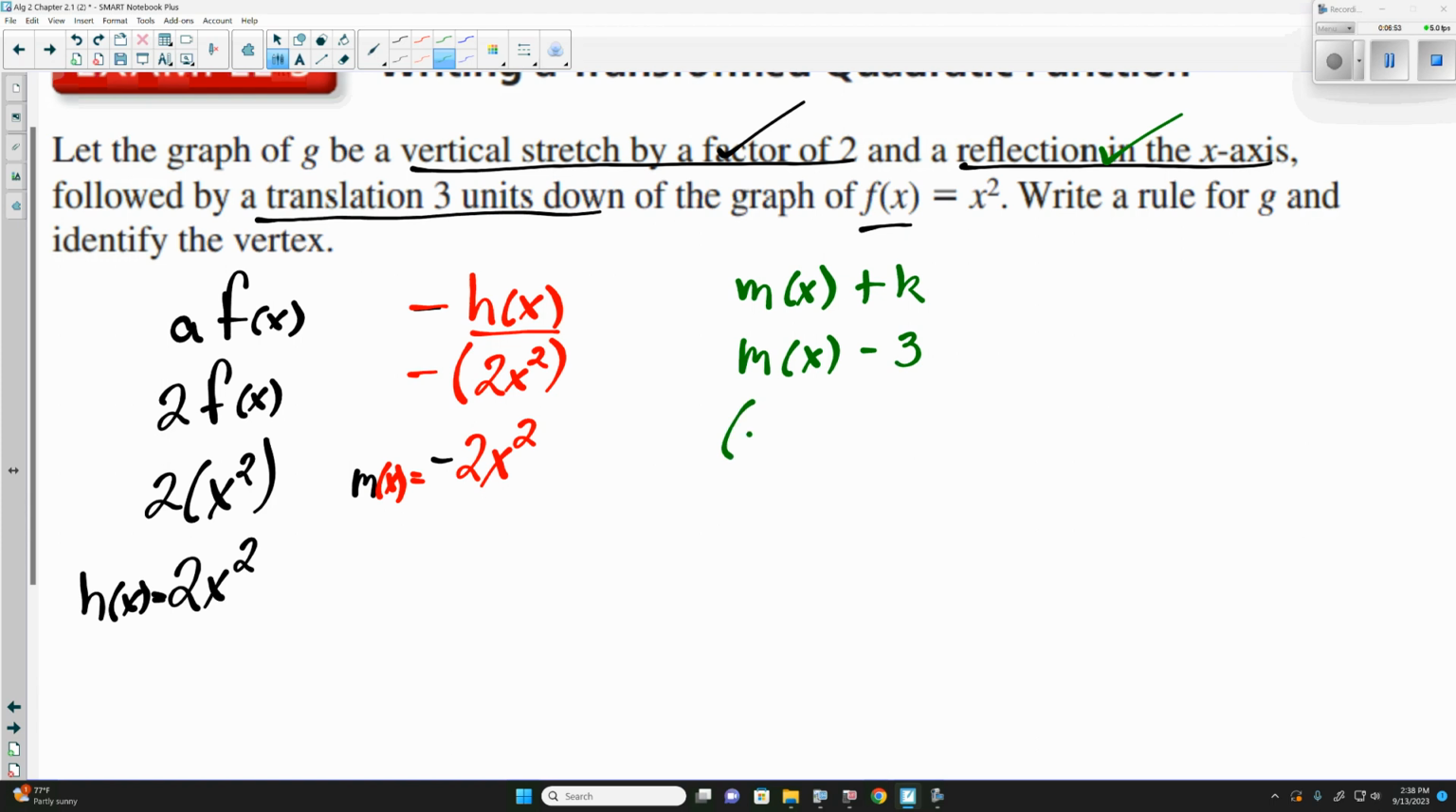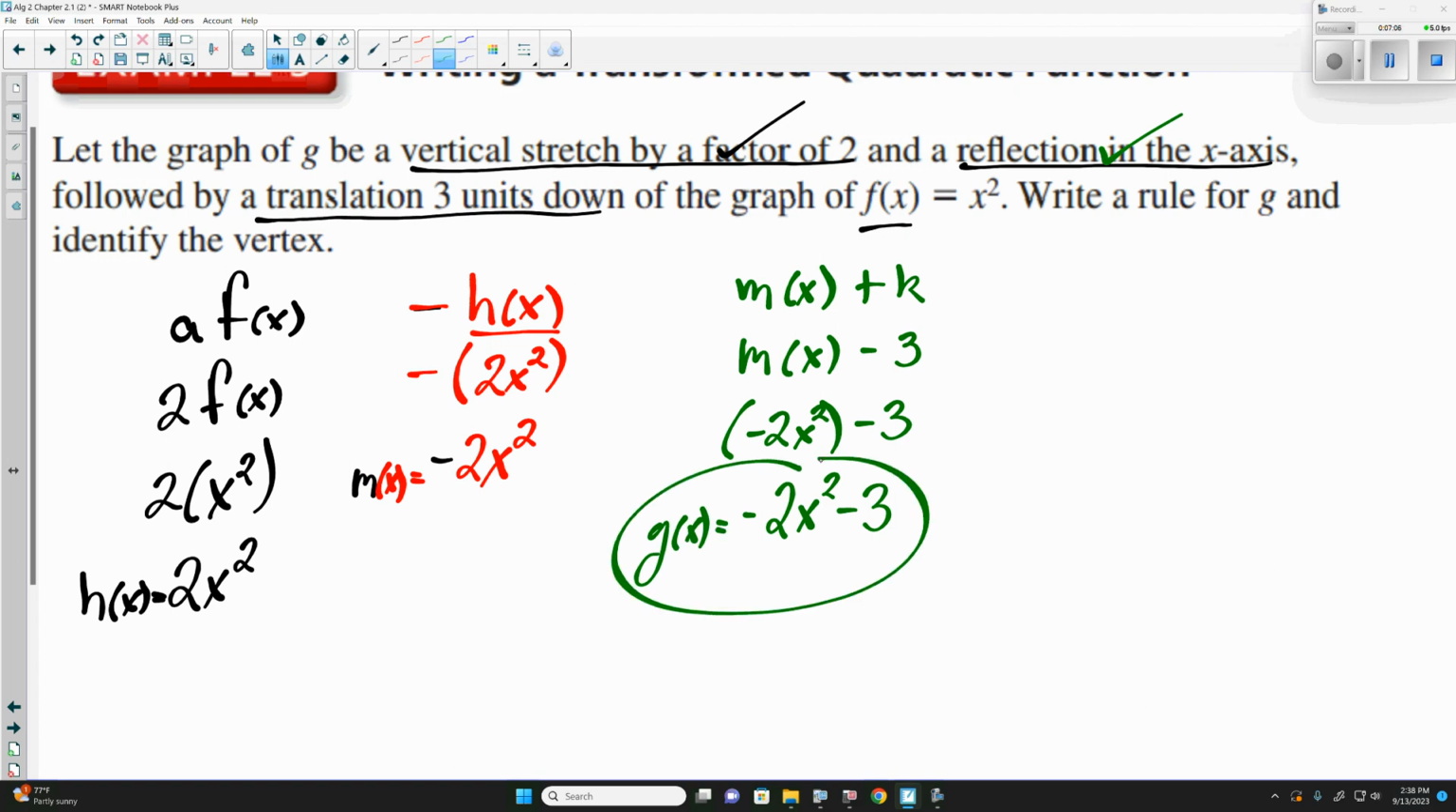Yeah, so we need to replace m of x with its function, which is negative 2x squared minus 3, which ends up being just negative 2x squared minus 3, because there's no like terms to affect it, so we just get this here. And that's it.